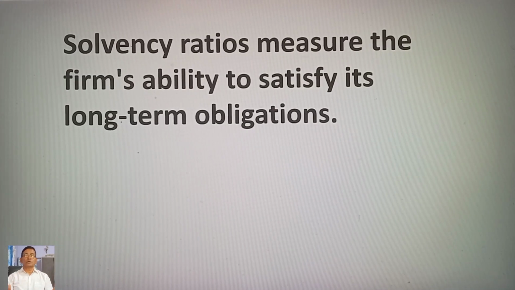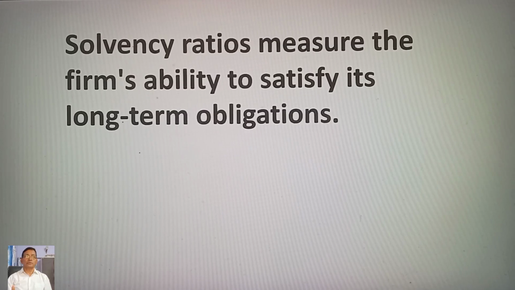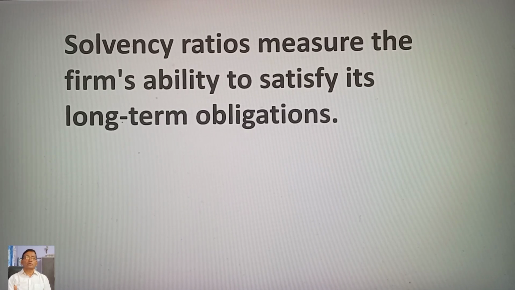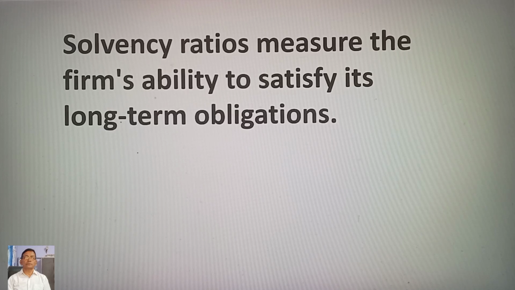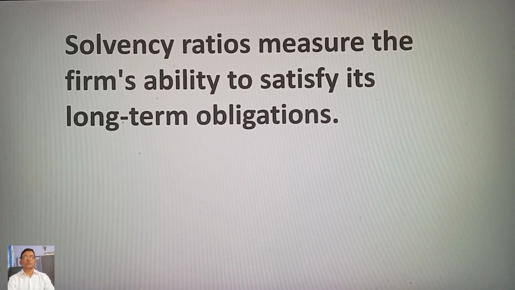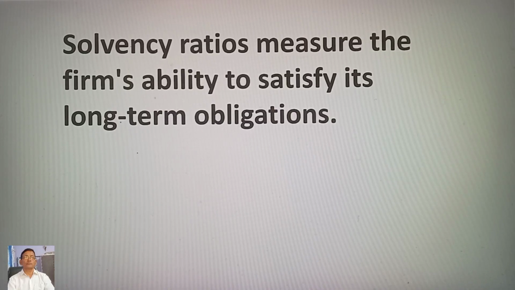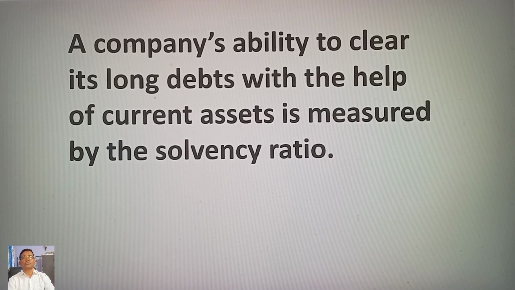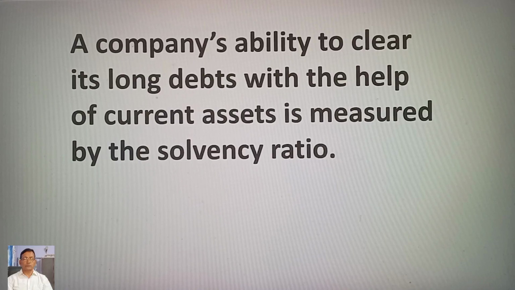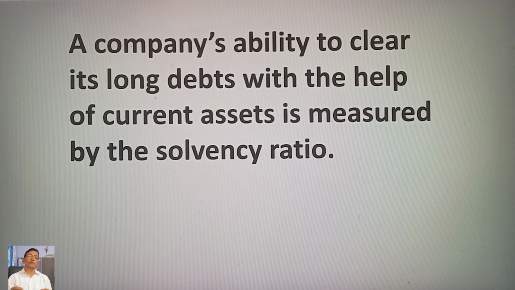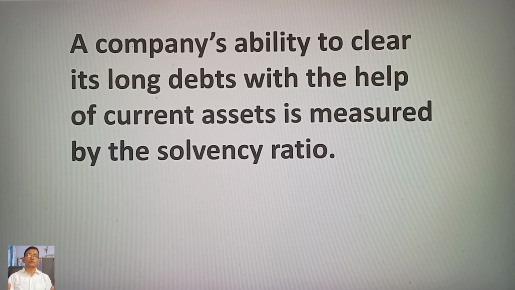Solvency ratios measure the firm's ability to satisfy its long-term obligations. Many institutional investors have a look at company solvency ratios to determine the reliability of the company in terms of monetary benefits before investing in it. A company's ability to clear its long debts with the help of current assets is measured by the solvency ratio.